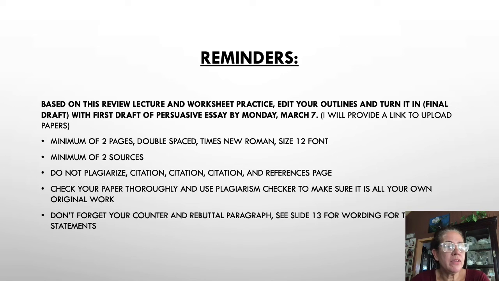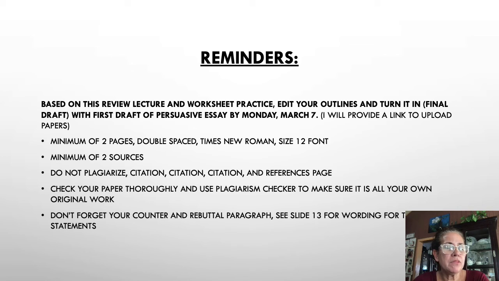Other reminders: your paper is a minimum of 2 pages, double spaced, Times New Roman, size 12 font. Don't forget, it all has to be in APA. Minimum of 2 sources. You can have more, of course, but you cannot have any less than 2 sources in this paper. Now, this is a very important point, point number 3: do not plagiarize. Citation, citation, citation, and forever and ever, citation. And in addition to that, have your references page.